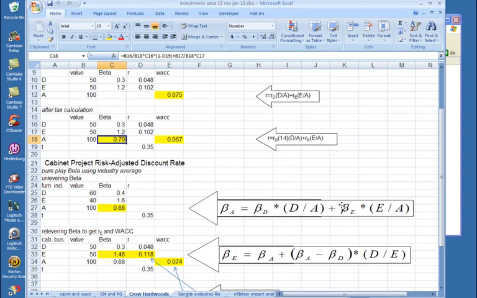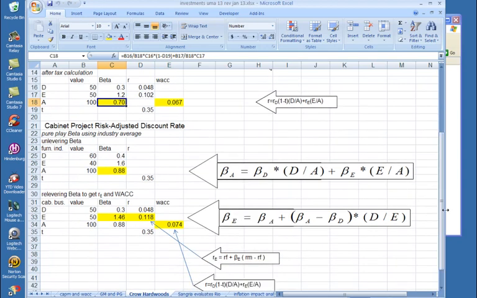Now let's calculate the equity beta for Crow's investment in the cabinet business by relevering at Crow's capital structure. Here's the relevering formula, and here's Crow's capital structure. Applying the relevant numbers, we get an equity beta of 1.46, somewhat higher than Crow's original equity beta of 1.2. This higher equity beta reflects the higher business risk of the cabinet industry.